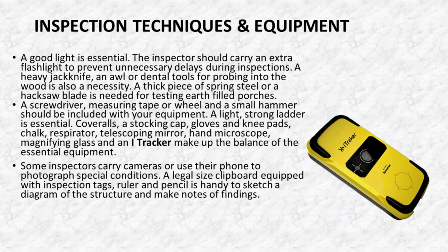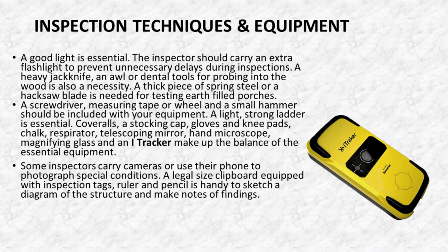Inspection techniques and equipment. As we mentioned before, good light is essential. The inspector should carry an extra flashlight to prevent unnecessary delays during inspections. A heavy jackknife, awl, or dental tools for probing into the wood is also a necessity. A thick piece of spring steel or a hacksaw blade is needed for testing earth-filled porches. A screwdriver, measuring tape or wheel, and a small hammer should be included with your equipment.